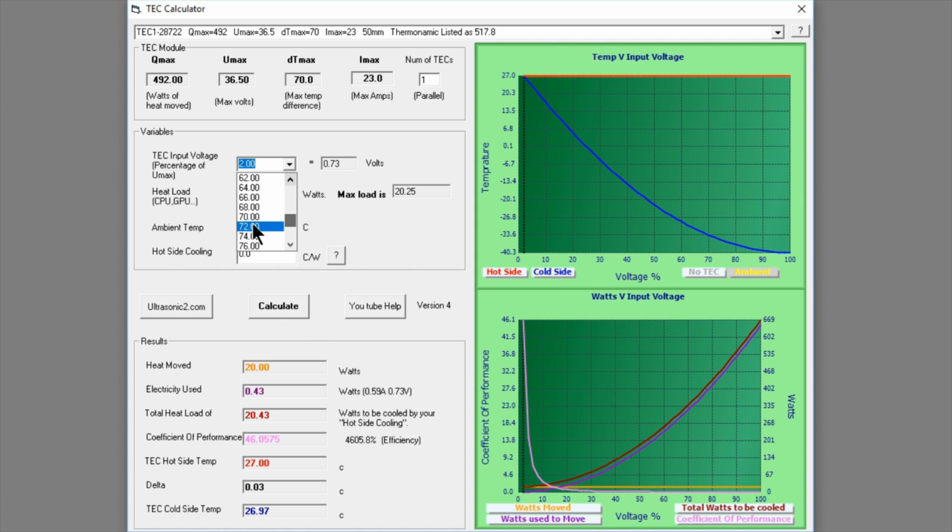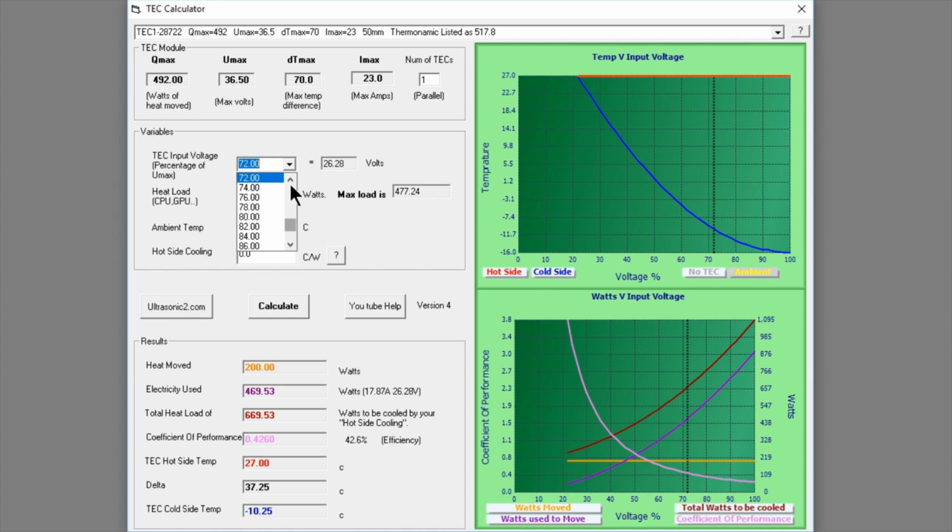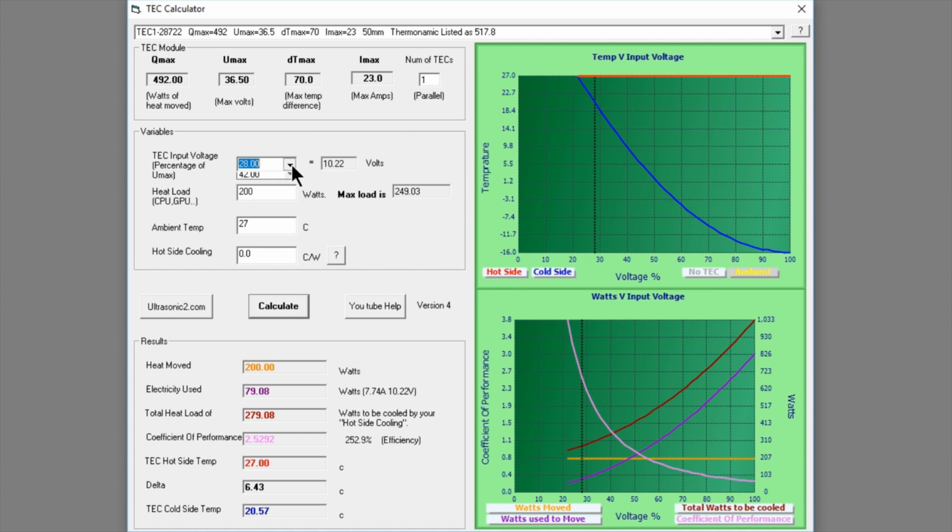So we have to increase the input voltage to something to actually move it. Let me just grab something close. Okay, that's close. Right. So we can move 200 watts at 24% of input voltage, and we're getting a 329% efficiency, or 3.2 COP. And you might think, well, that's pretty good. I can certainly live with that.